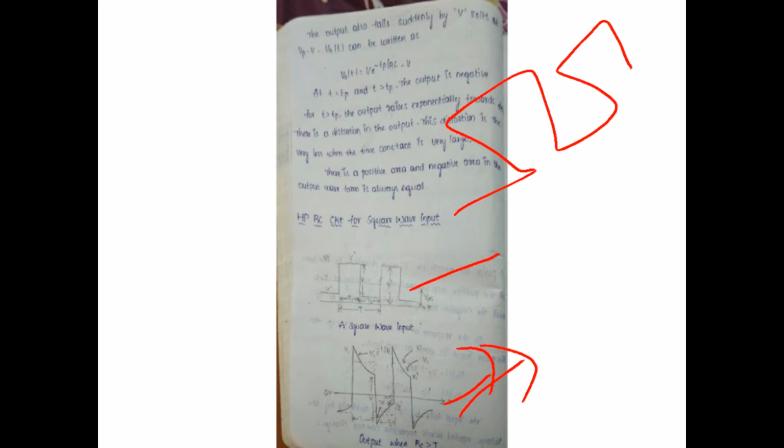Let us see the operation of the square wave signal which is applied to the high pass filter. We have the different timing responses, that is time constants: RC greater than T, and RC less than T. Let us see the first case, that is RC less than T. A square wave input is applied to the high pass filter.